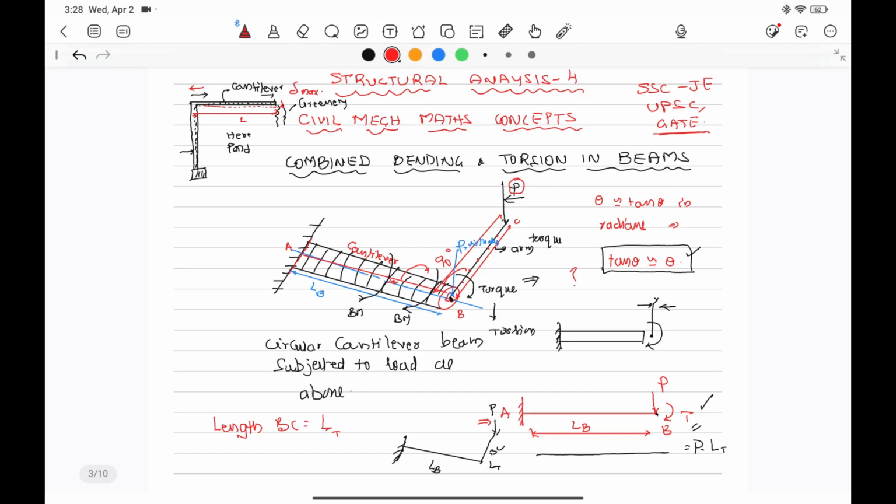And this particular lecture is not only useful for civil engineering, it will be useful for mechanical engineering also. And shafts, circular shafts with lever arms and also combined bending and torsion in beams is one of the major topics and very prominent applications in mechanical engineering, also in civil engineering, but mechanical engineering has many applications.